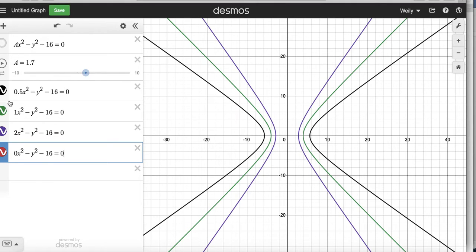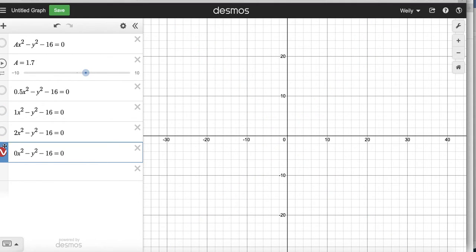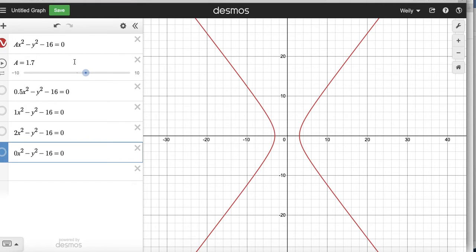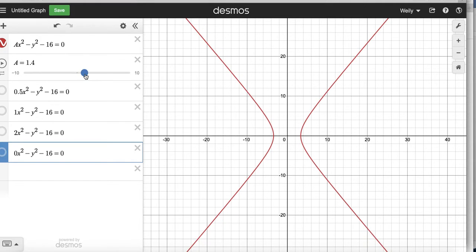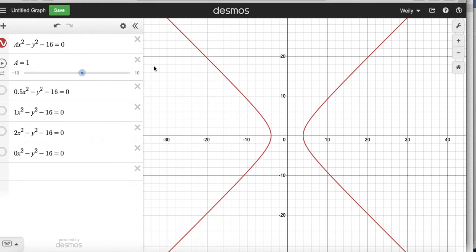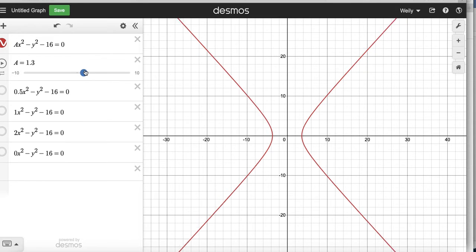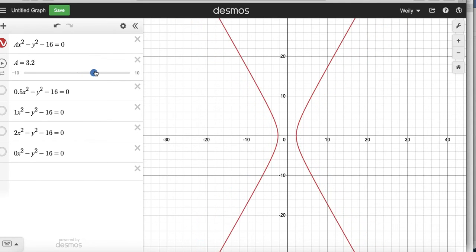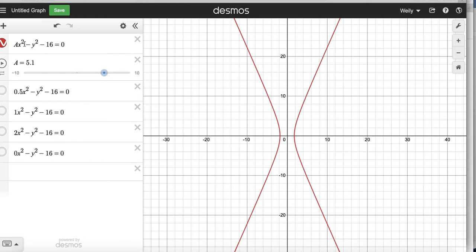So if I just turn these off for a minute and show when a is equal to 1, we have this. As we increase the a value, we are getting a horizontal compression. And that makes sense because the a value is going with the x, and that should be an x transformation. It's a multiplier, so it should be a compression or expansion.